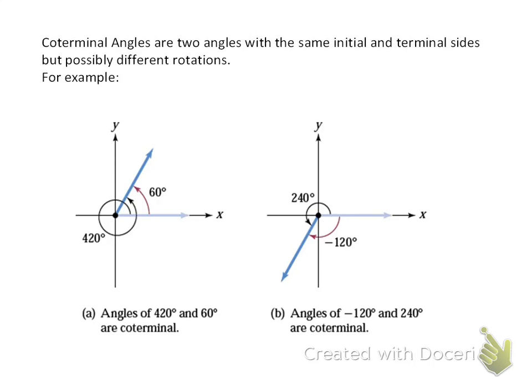So 45 degrees is going to be coterminal to 405. Same thing here. 420 goes all the way around and then a little and winds up right there. 60 starts here and goes up and winds up at the same spot. So that means 420 and 60 are coterminal. We used coterminal angles yesterday when we were graphing angles greater than 360. We just didn't call them coterminal.